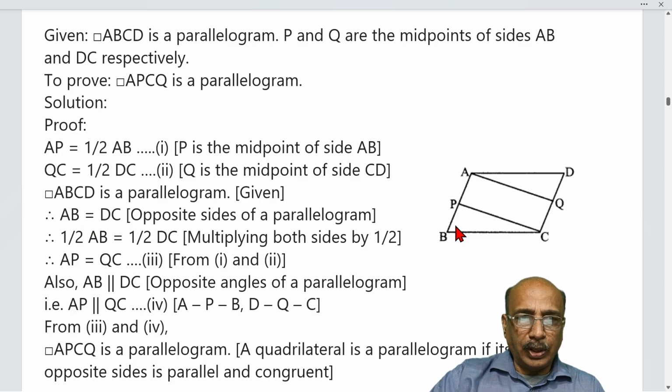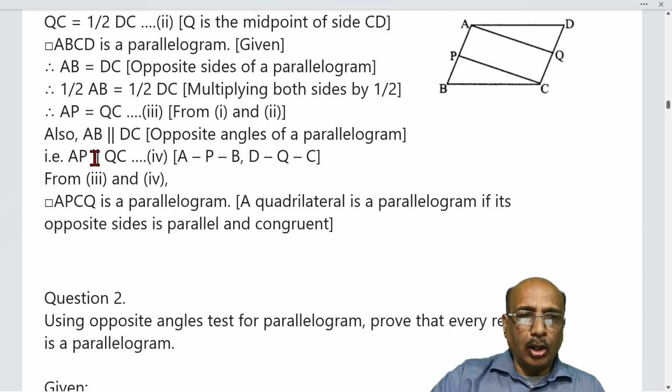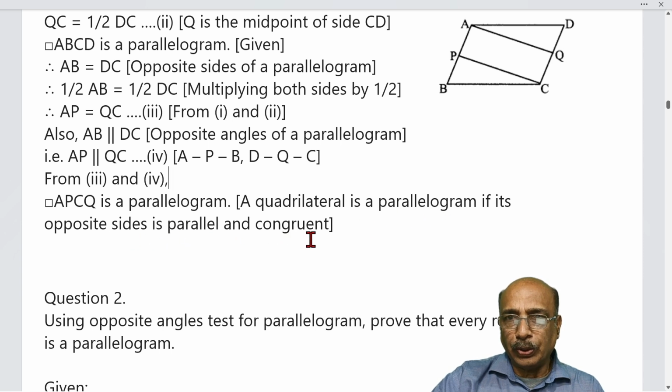Therefore, AB equals DC, opposite sides of a parallelogram, and half of AB equals half of DC, multiplying by 1 by 2 on both sides. Therefore, AP equals QC. Also, AB is parallel to DC, opposite sides of a parallelogram. That is, AP is parallel to QC. From 3 and 4, quadrilateral APCQ is a parallelogram. A quadrilateral is a parallelogram if its opposite sides are parallel and congruent.